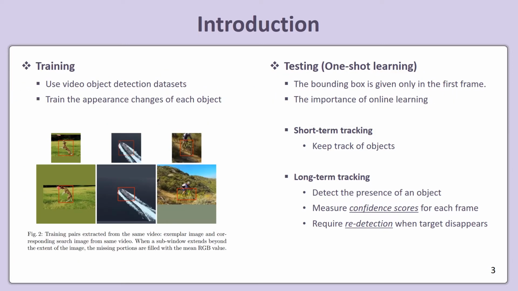In the training scheme, video object detection datasets are commonly used because they contain the appearance changes of various objects. You can train a model using pairs of objects as in the following picture. In the testing scheme, the bounding box of the target object is given only in the first frame of the video. So online learning is an important point to learn the appearance variations. We can say the object tracking task is one-shot learning. We should keep track of the object and also judge the existence of the target. Most importantly, a redetection module and measuring confidence is essential.